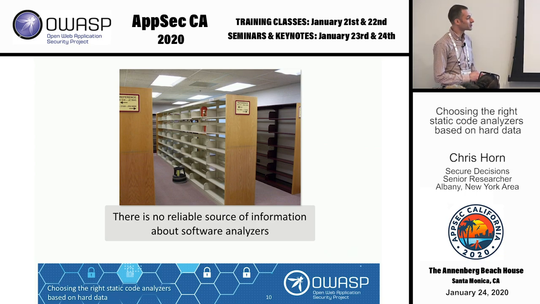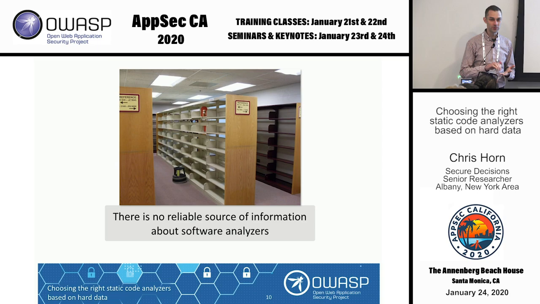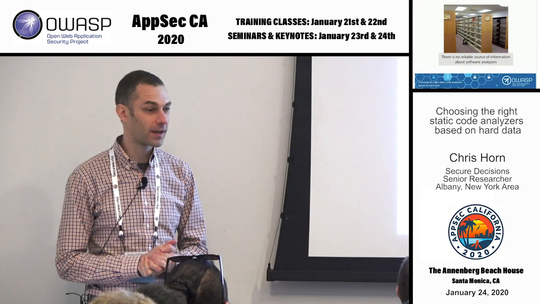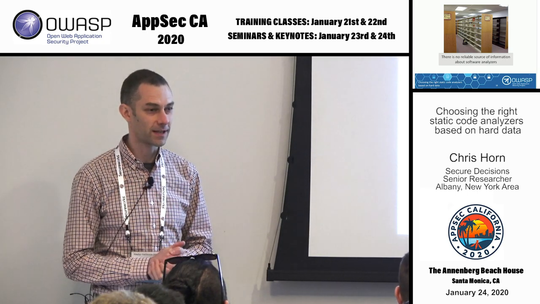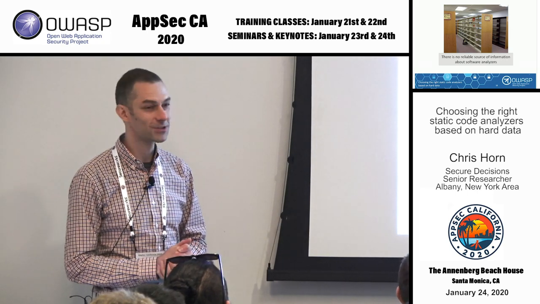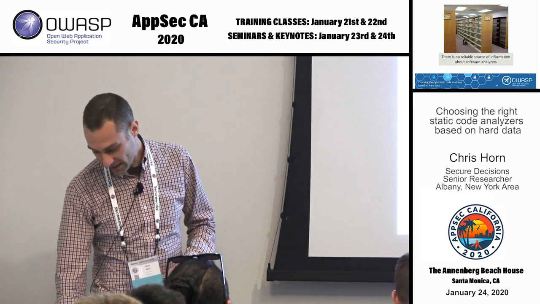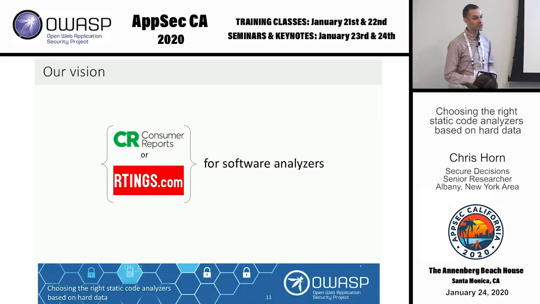the bottom line is that there's not a lot of information out there about which analyzers to use and which ones are strong and which ones are weak. I would say every month on the OWASP Slack channel, somebody pipes up and says, hey, I'm analyzing Java. What should I use? So that's where we come in. Our vision is to build basically a Consumer Reports-like service for static code analyzers.